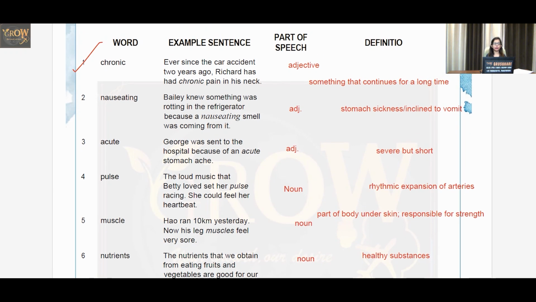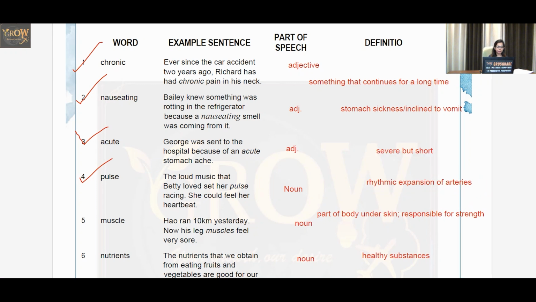Let's move ahead towards the second one. So this is nauseating. Nauseating means stomach sickness, and that is a situation that is inclined to vomit, when you feel like vomit, okay? So next one is acute. Acute means severe but short. Okay. Fourth one is pulse. Now, what does it mean? It means rhythmic expansion of arteries.